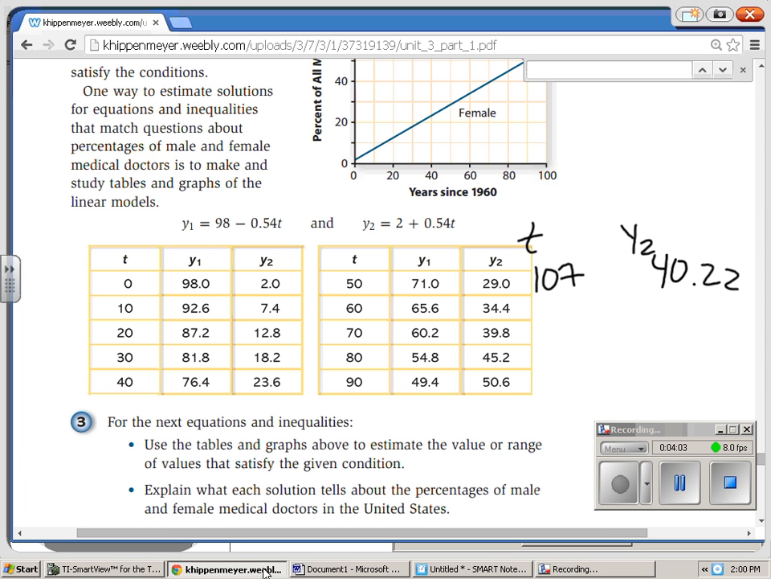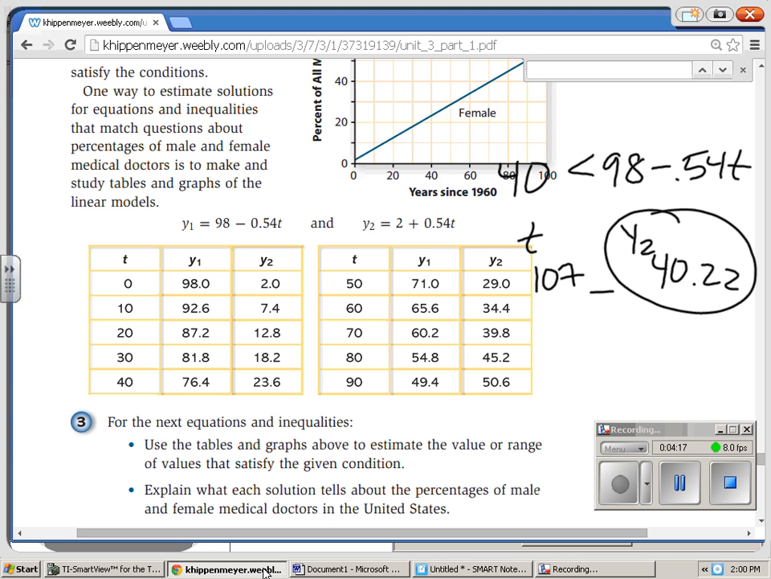And if we think about our equation, let's rewrite it. We said that 98 minus 0.54T needed to be greater than 40. So it is actually slightly greater in this year. So we can say that T, in relation to 107, must be less than or equal to. And we can say it can be equal to 107 years because Y2 is greater than 40% in that year, 107 years after 1960. So this is going to be my solution.